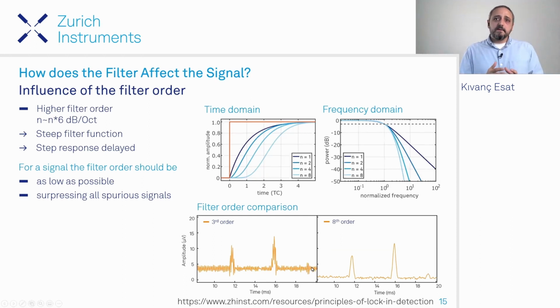So in the end, the filter order also needs to be low, because when you increase the order, it also increases the time response or the step response of it, but it needs to be high enough to suppress all spurious signals. So in a nutshell, these are the parameters that you need to look for when you are setting up a lock-in amplifier.